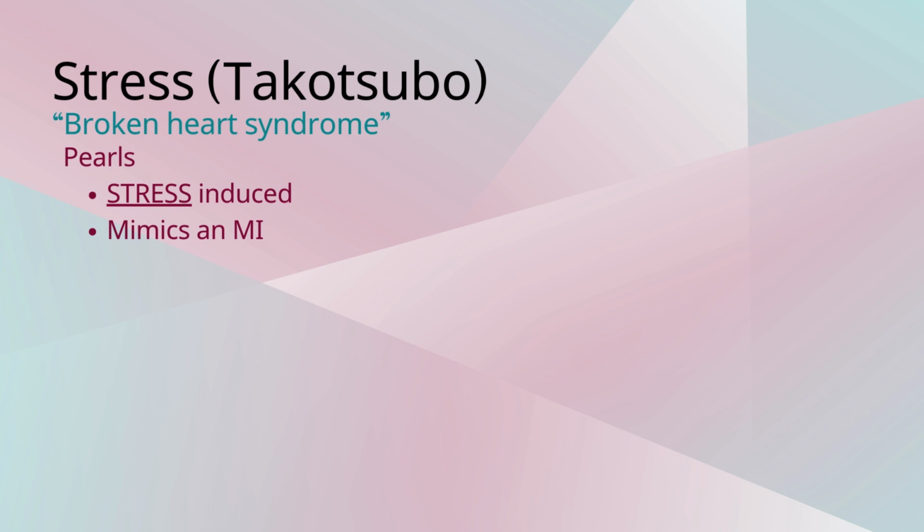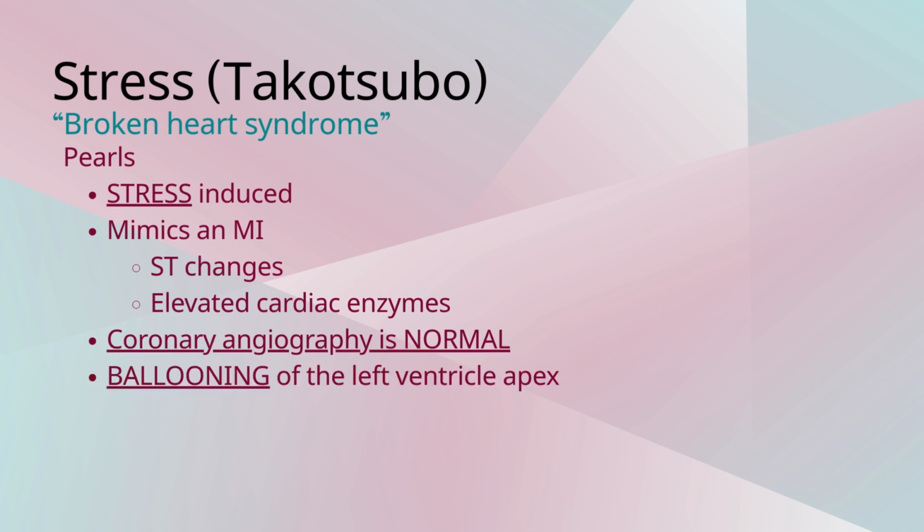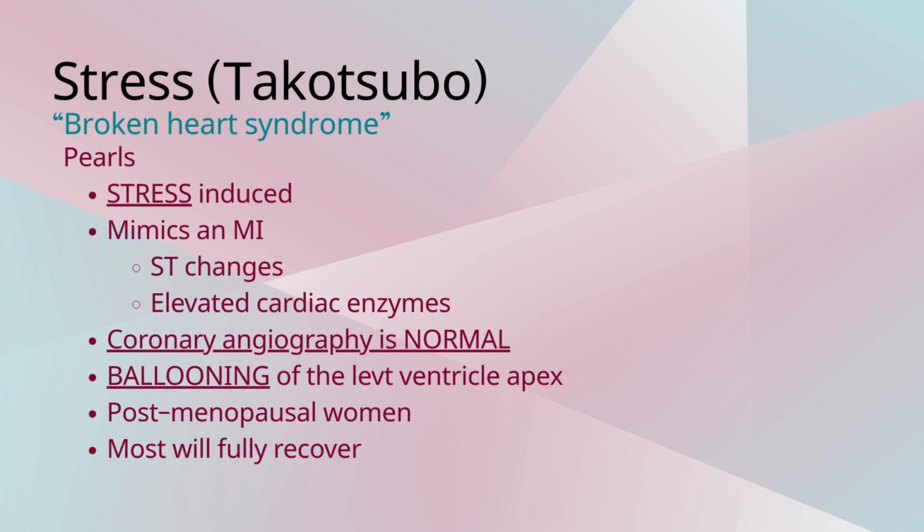The clinical picture consists of symptoms and diagnostic testing consistent with acute coronary syndrome, like ST changes on EKG and elevated troponin levels. However, coronary angiography will show no blockages. A key feature is abnormal ballooning of the left ventricle, particularly in the apex. It's fairly rare, in fact, it's new on the most current blueprint, but it most commonly presents in postmenopausal women, and while it can be associated with complications, most patients will fully recover.